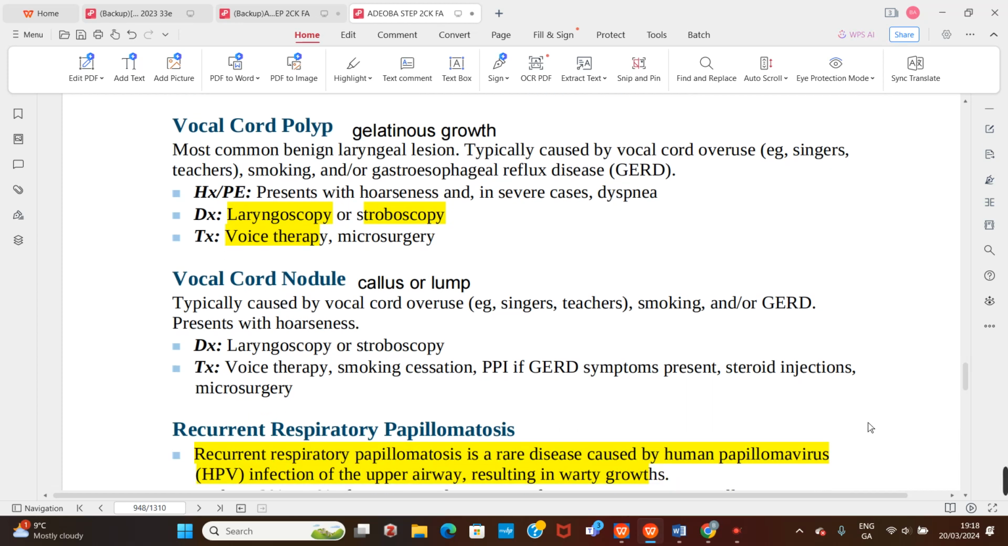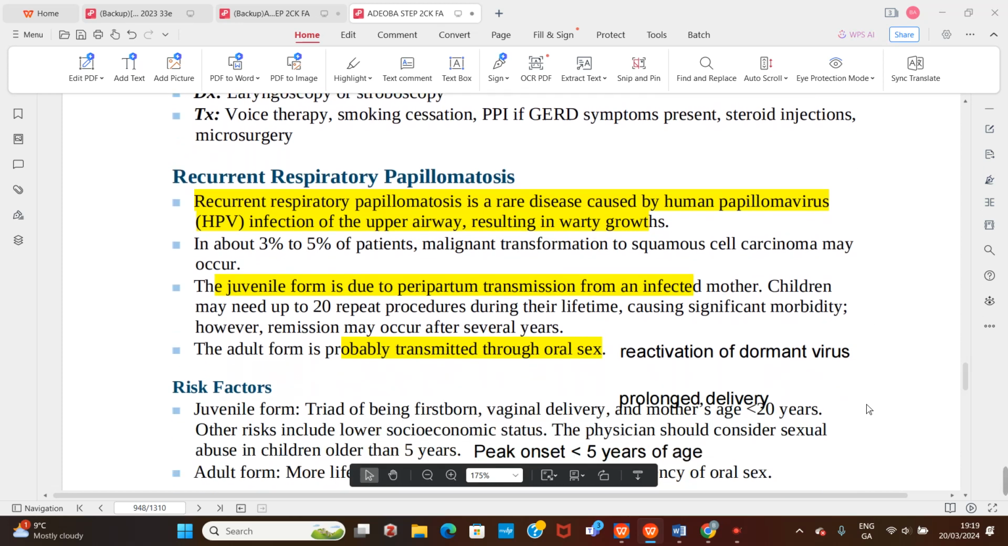The same thing as nodule. Nodule and polyp are like the same thing, the same cause, the same treatment. It's just that nodules look like a callus or lump, the same cause, GERD, smoking, overuse. Both of them present with hoarseness too. You do your laryngoscopy, you do your stroboscopy, voice therapy, microsurgery, treat GERD if there's GERD, smoking cessation, and the like. The same treatment.